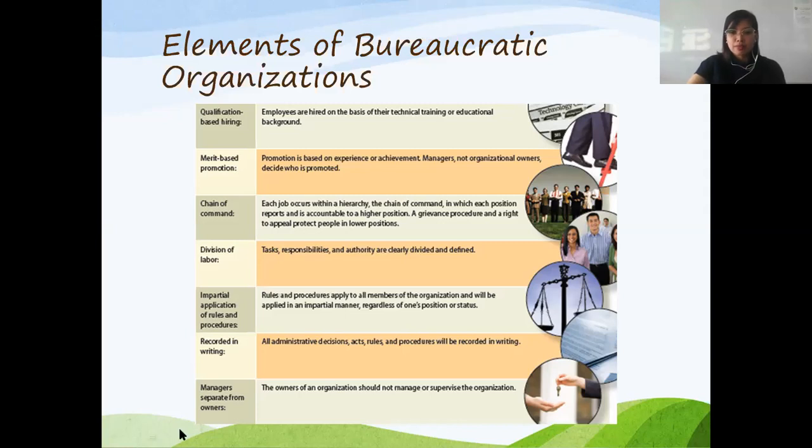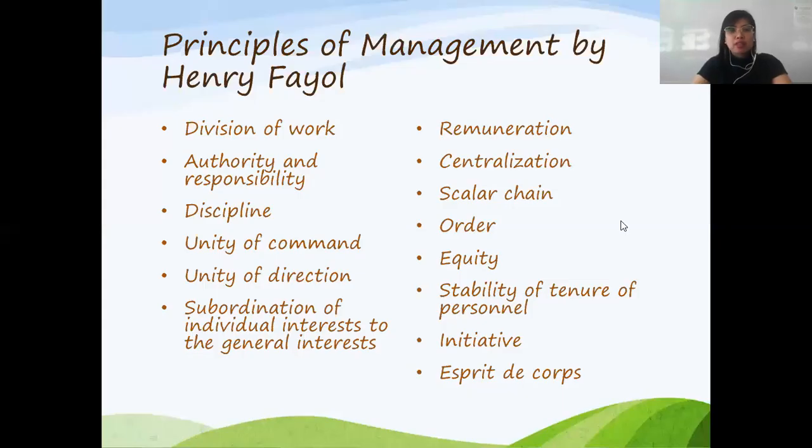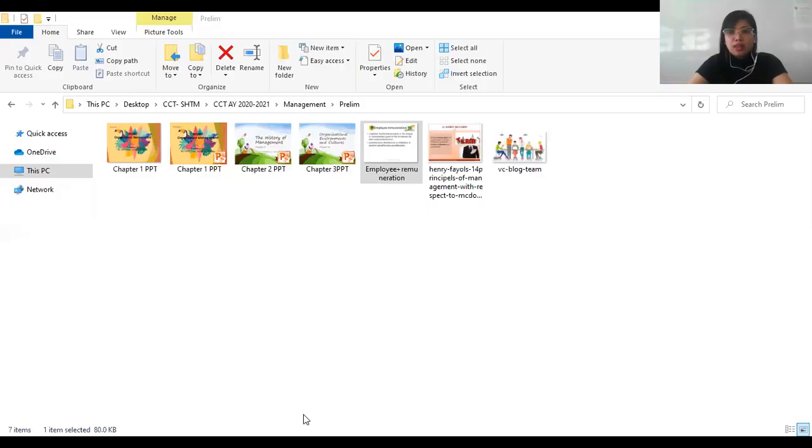Okay. Here are the following principles of management by Henry Fayol. So we have the division of work, the authority and responsibility, the discipline, unity of command, the unity of direction, subordination of individual interest to the general interest, the remuneration. So what do we mean by remuneration? Okay, so when we say employee remuneration, this refers to the reward or compensation given to the employees for their work performances. So this provides basic attraction to an employee to perform job efficiently and effectively.